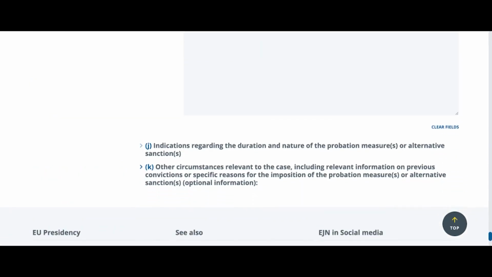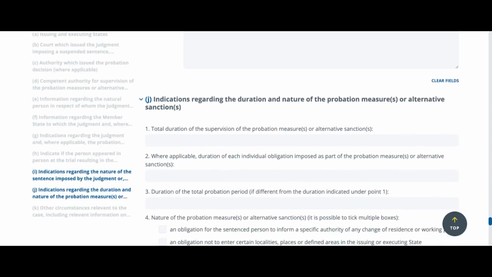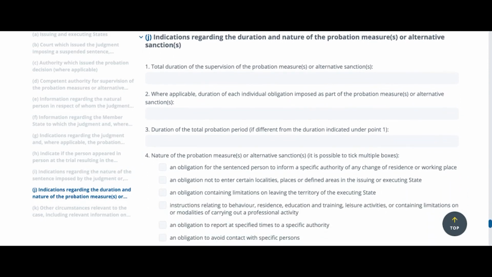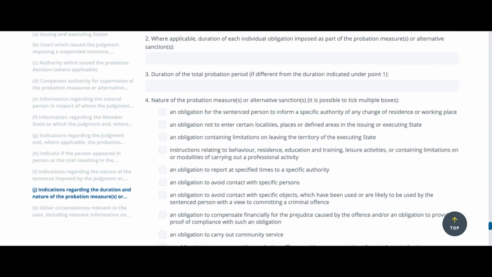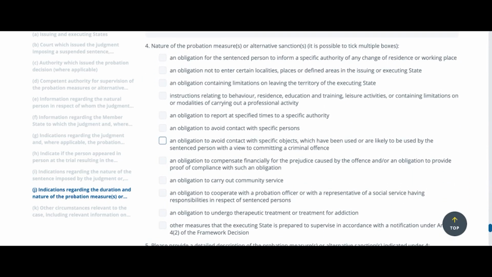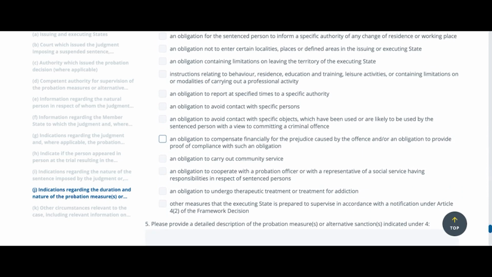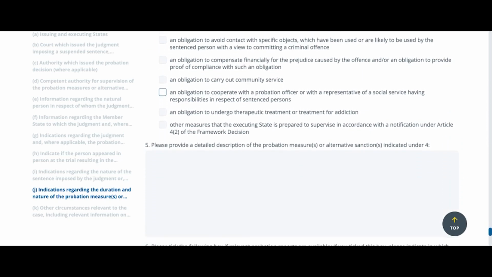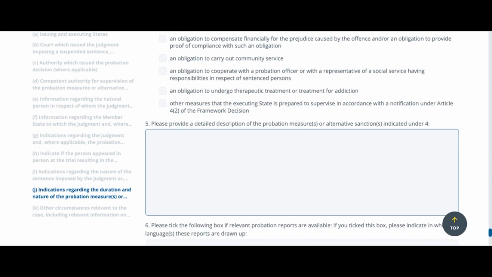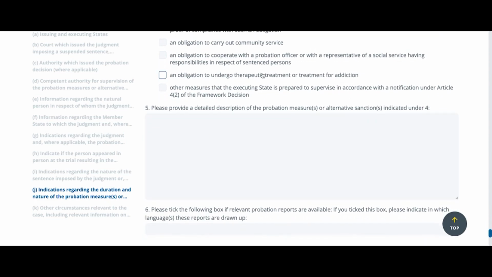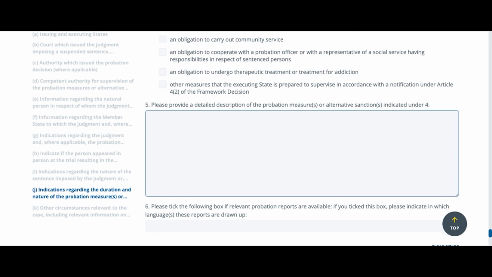The next section is about indications regarding the duration and nature of the probation measure or alternative sanction. Again, we have to be as precise as possible, and here we have to select one or more obligations or measures that were included in the sentence or in the probation decision. Again, in case you have any doubts, please provide here as much information as possible in order for the executing state to be able to adapt the sentence in case there is no direct equivalent of your obligation or measure.